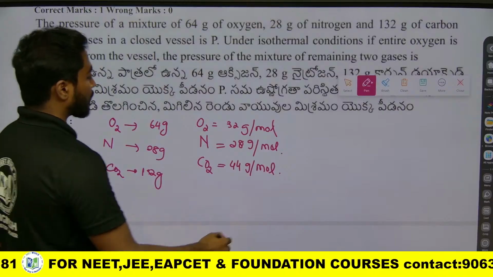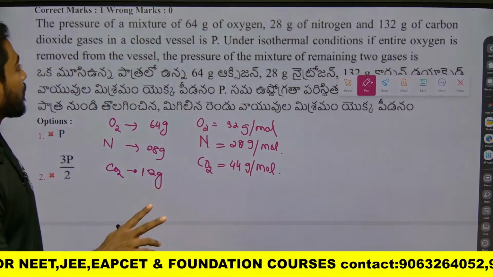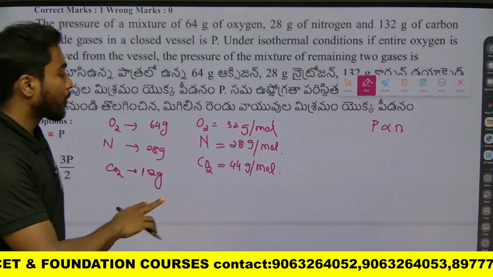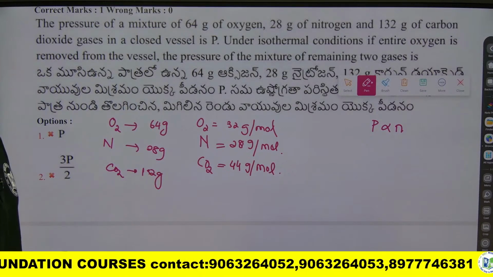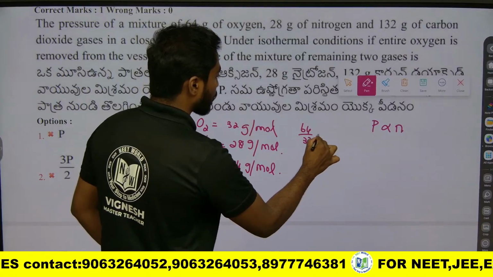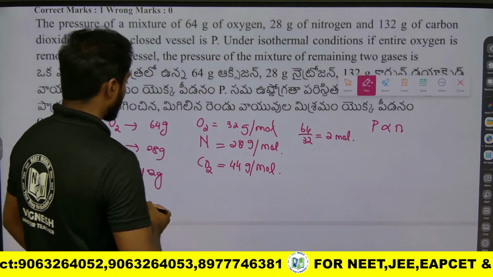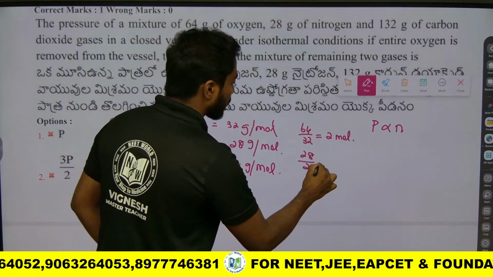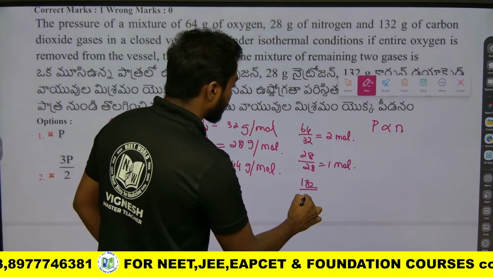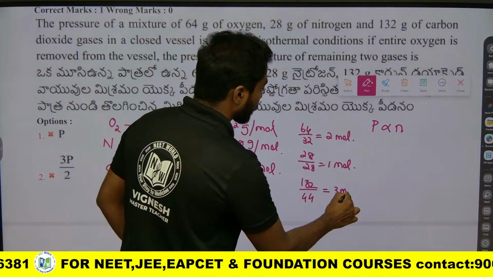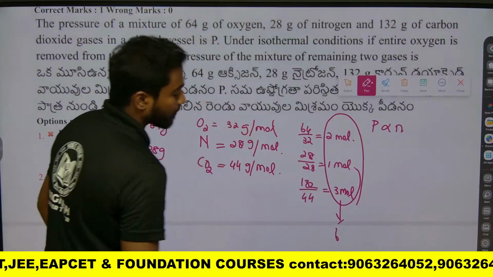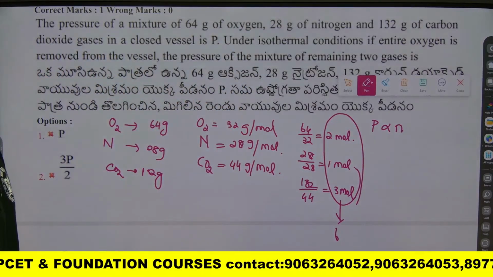So each of them I should calculate in terms of moles. I know the formula: pressure is directly proportional to the number of moles. So I can find the moles, and then I can find the pressure. 64 divided by 32 is nothing but 2 moles for oxygen, and 28 divided by 28 is 1 mole, and CO2 132 divided by 44 is 3 moles. So initially the total number of moles was 6, right? 2 plus 1 plus 3.